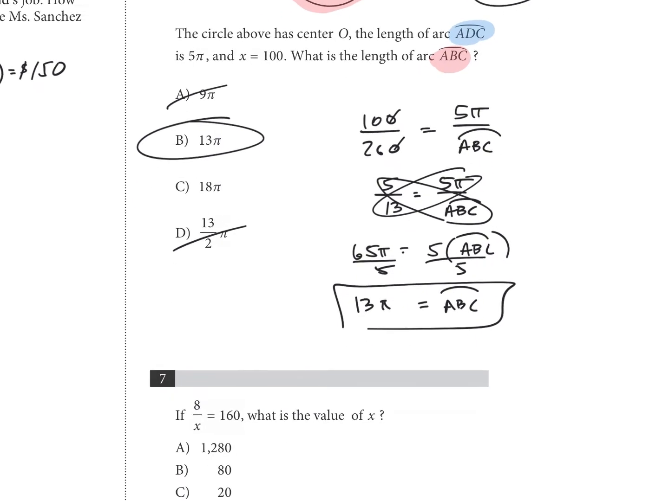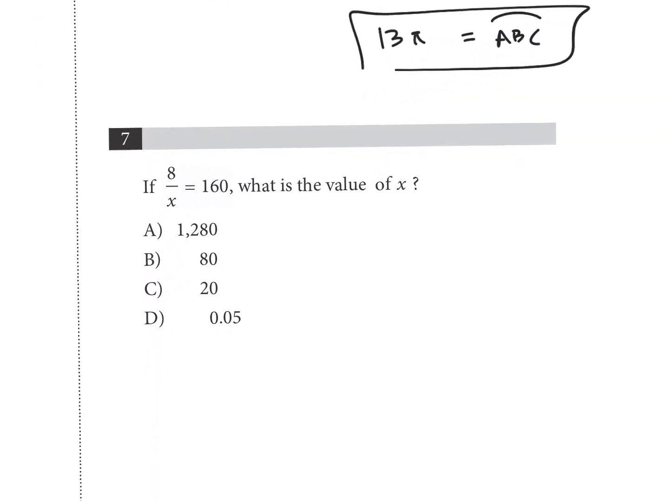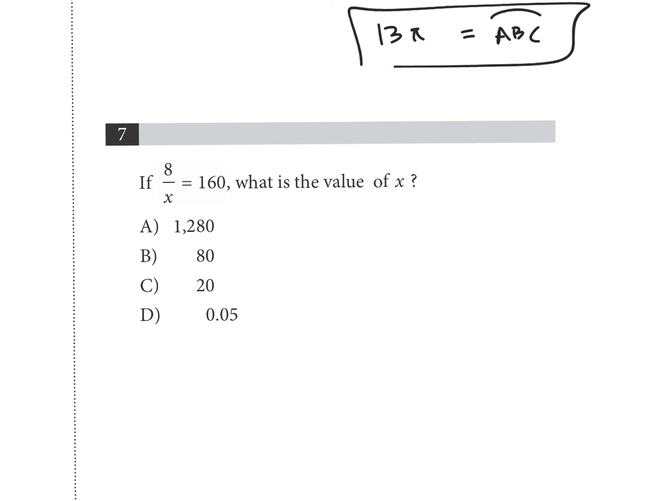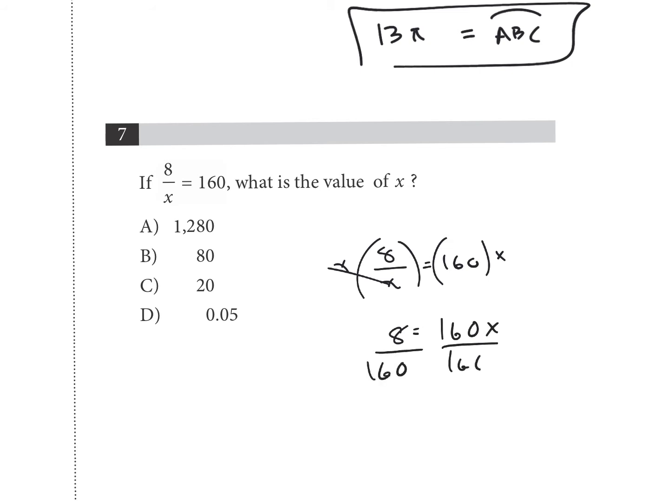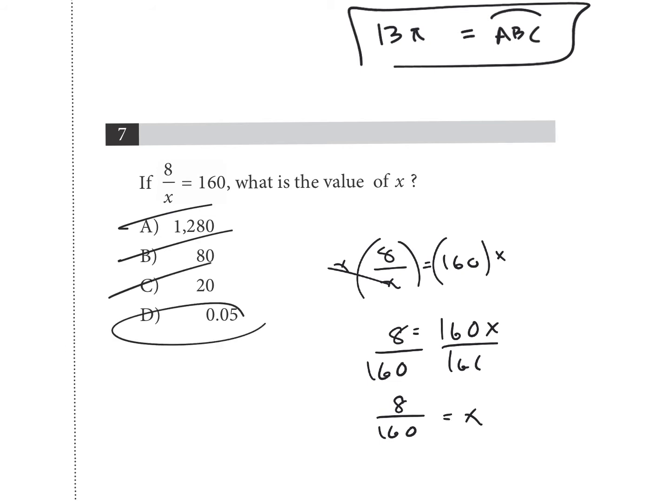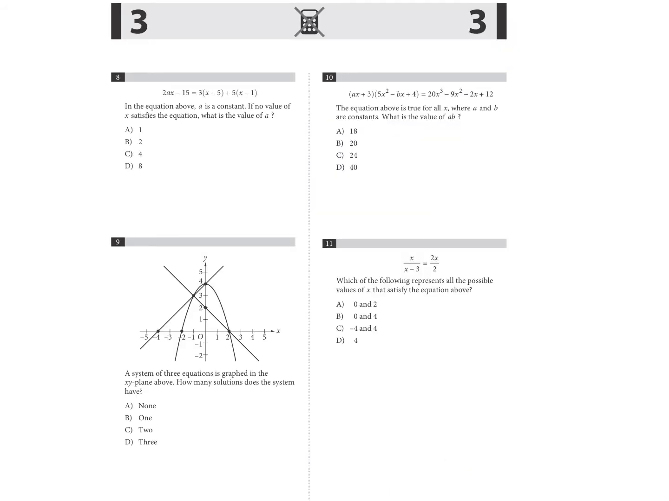Next one is 7, and this is just an equation. It's a little bit of a weird one, but I got 8 over x equals 160. To solve that, you multiply both sides by x, and then to find x, you divide by 160. So x equals 8 over 160, which is a decimal. I don't have a calculator, but if you look at the choices, it can only be D. There's no other option. If you reduce, you can take an 8 out of each, you get 1 over 20, and 1/20th is 0.05.